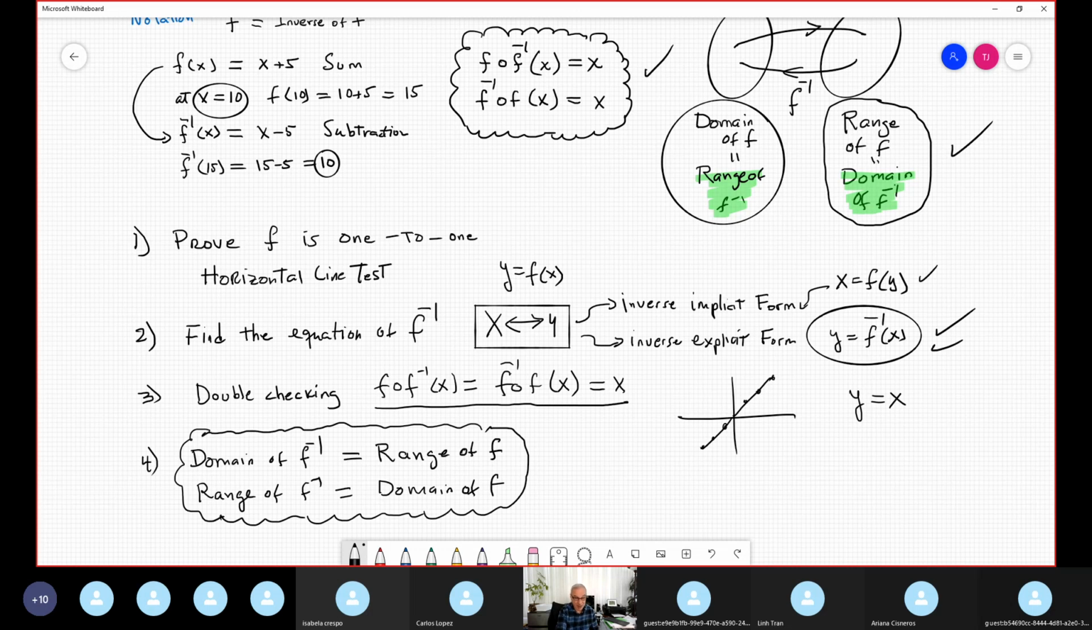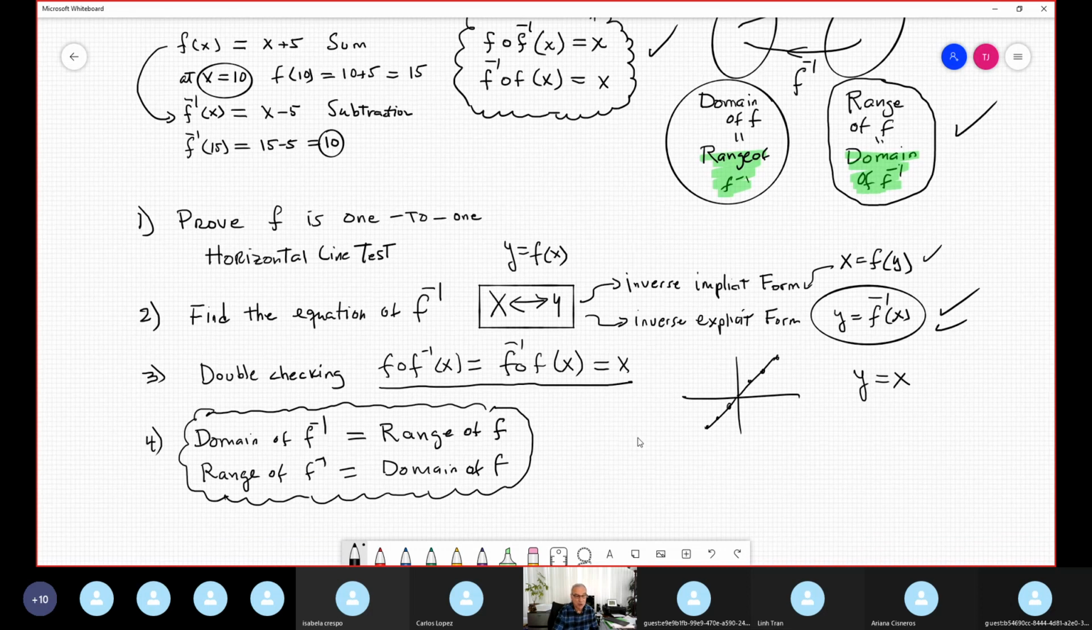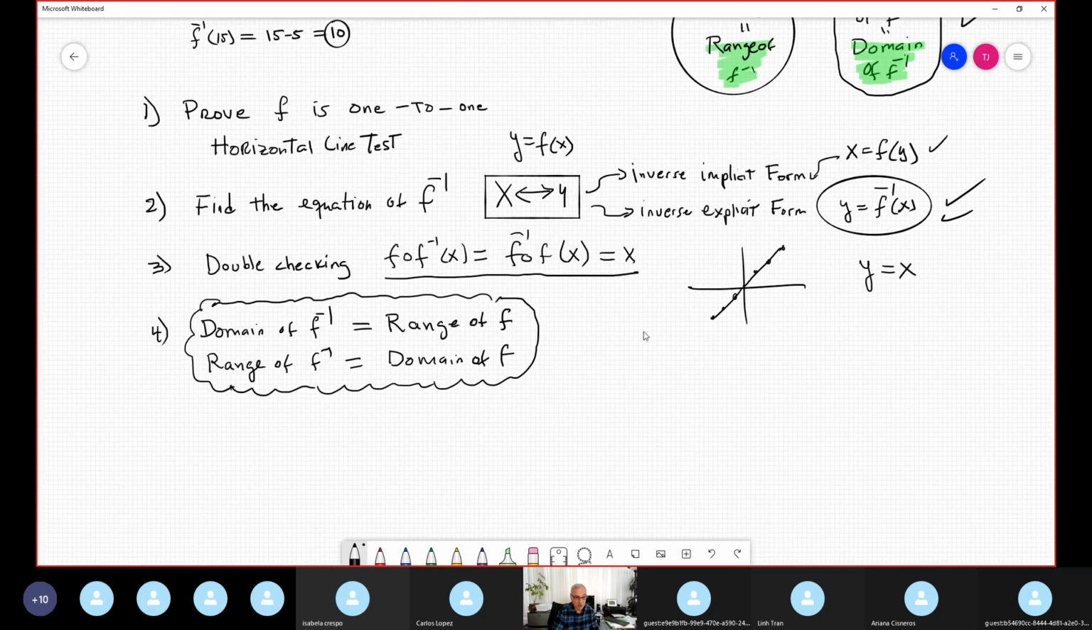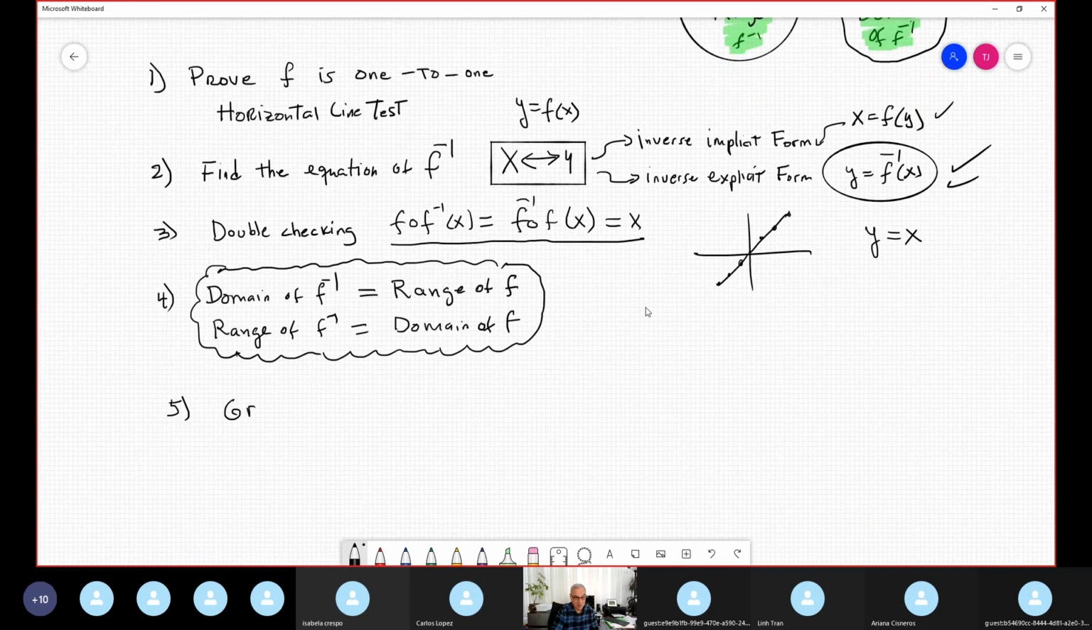And finally, 5.12345, do the graph. This is super important now. Graph. Both. Okay, entonces es super easy because suppose que we have one function.